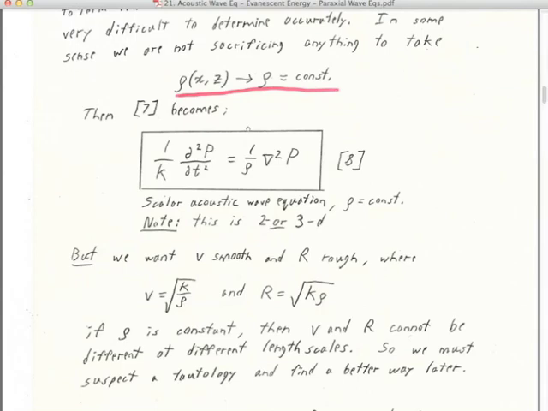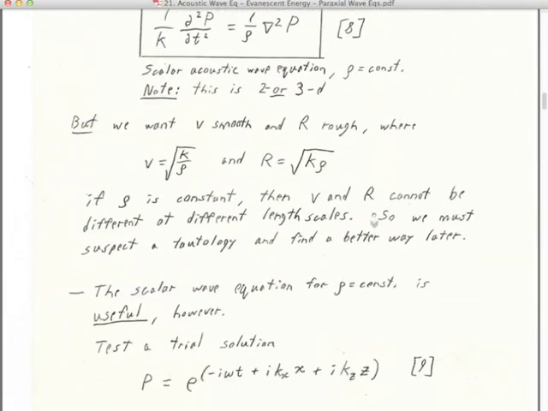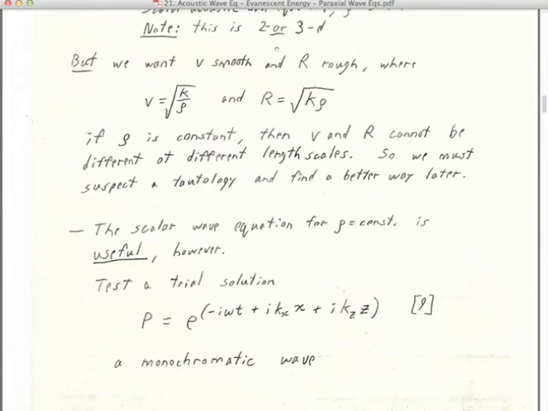But right in there is an assumption, and it's a pretty grand assumption, and it falls apart everywhere. The assumption that the density is constant. That's how we got the 1 over rho out of the middle of the spatial derivatives. One problem with this is that we have smooth velocity and rough impedance r. V is equal to the square root of k over rho, and r is equal to the square root of k times rho. If rho is constant, then v and r cannot have different values at different length scales. So we've got a total tautology here, and later on we'll have to find a better way. But for right now, we just have to put up with this.